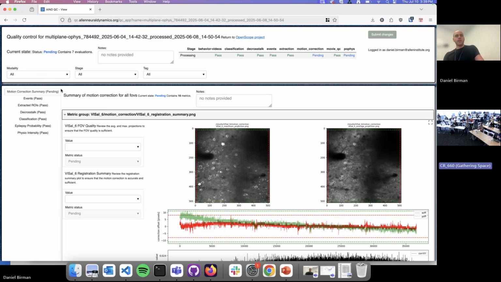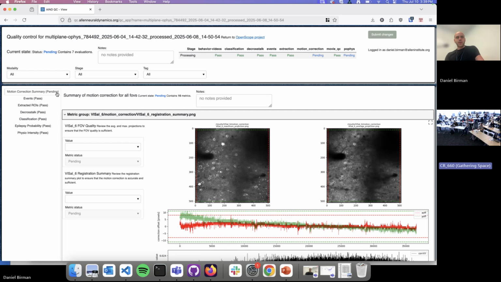Then there's a bunch of filters here, which let us filter out the different evaluations on the left side. And there's this sort of table at the top, which helps us quickly see that the thing that is pending right now is the motion correction. A human needs to come in and look at the motion correction and decide whether or not it passes QC.